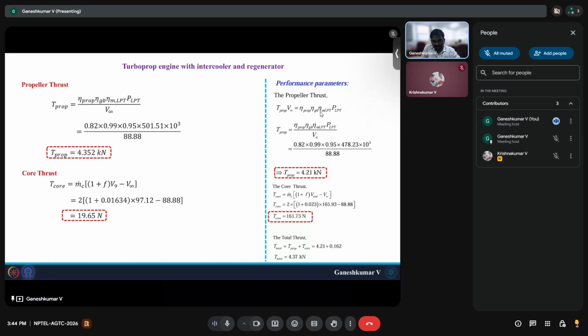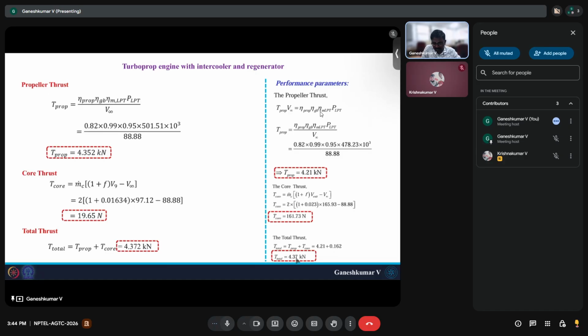So the total thrust is just the addition of propeller thrust and core thrust, and that is not going to change much, from 4.35 as we rise to 4.372 kilonewton. So the total thrust is not much of a difference. Basically, the core thrust kind of went into the propeller thrust from the lecture problem to this problem.